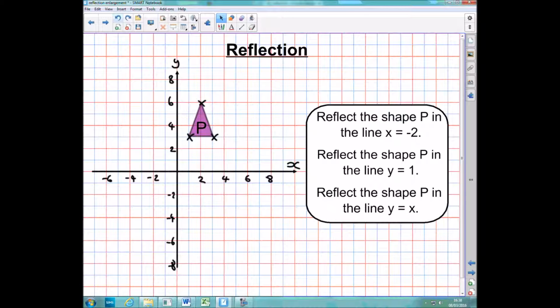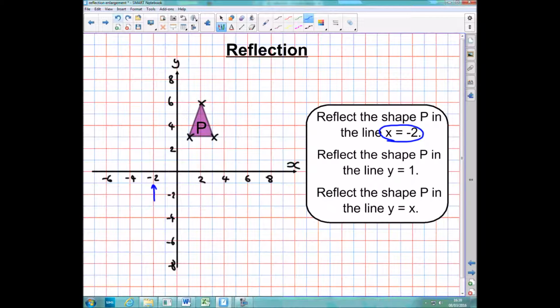In this question, we're going to look at reflecting shapes in lines other than the y-axis and the x-axis. As you can see, I've got a grid that is this time numbered, and also I've got my shape P, which I've already marked on all of the different vertices. The first question is asking me to reflect the shape P in the line x equals minus 2. So I need to find where this line x equals minus 2 is. First off, I identify where minus 2 is on the x-axis, and that is here.